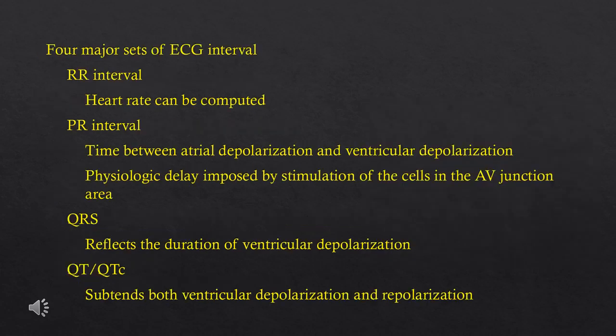There are 4 sets of ECG intervals. The RR interval, from which the heart rate can be computed. The PR interval, the time between atrial depolarization and ventricular depolarization. It is a physiologic delay imposed by stimulation of the cells in the AV junction area. The QRS, which reflects the duration of ventricular depolarization. The QT, or corrected QT, subtends both ventricular depolarization and repolarization.